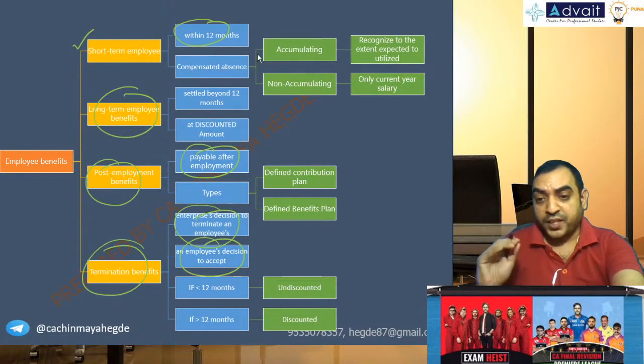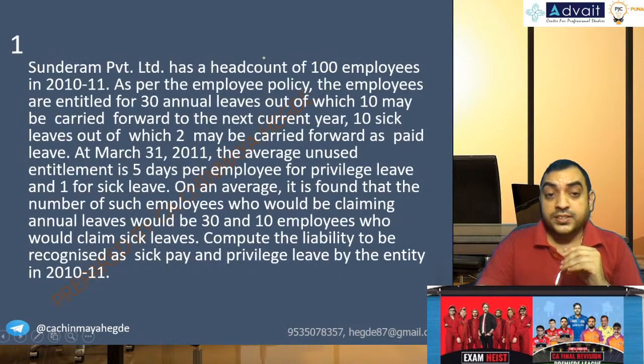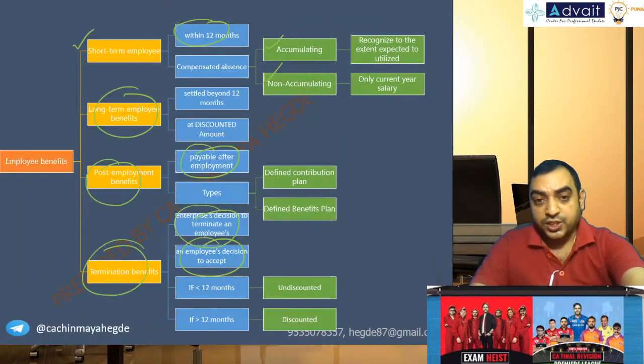Now, in the short-term benefits, there are two types of expense. One is called the accumulating method, the other is called non-accumulating, compensated absence. I'll explain this concept.